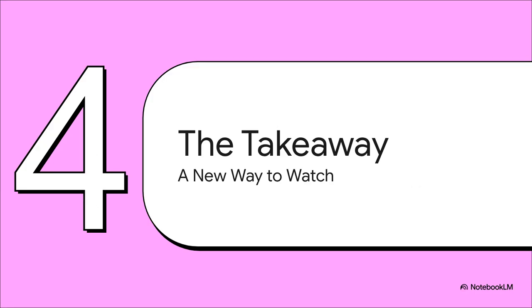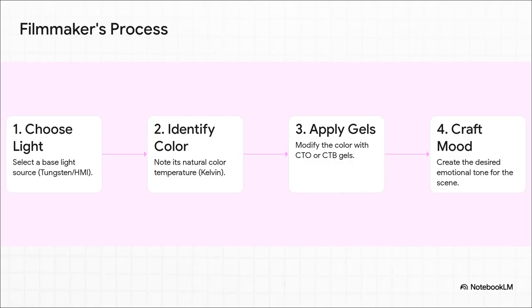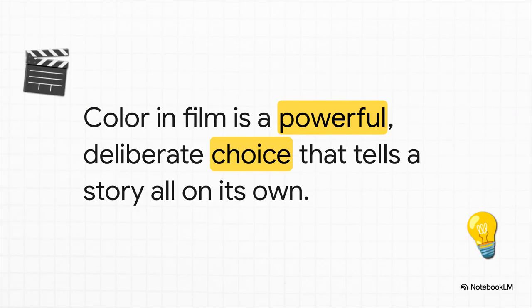Okay, so let's put this all together. Because once you understand this language, I'm telling you, you will never watch movies and TV shows the same way again. When you boil it down, this is the process every single time. A filmmaker picks a light source. They know its natural color. They use a gel to modify that color if they need to. And every step is taken with one goal: to create the exact right emotional feeling for that specific moment in the story.